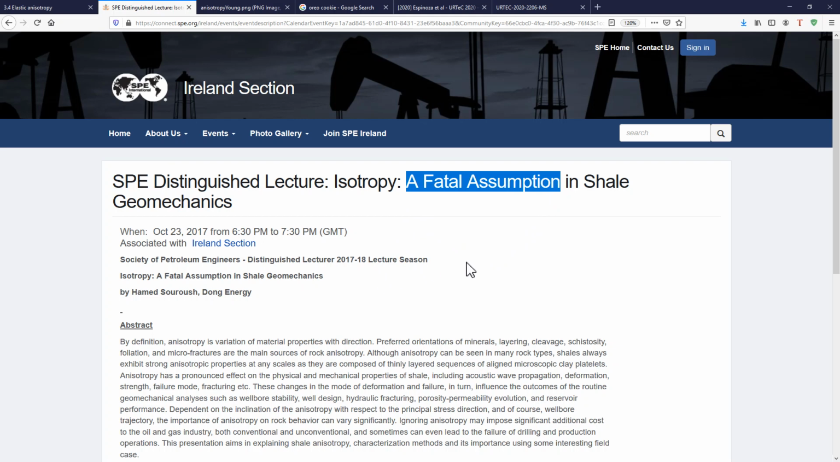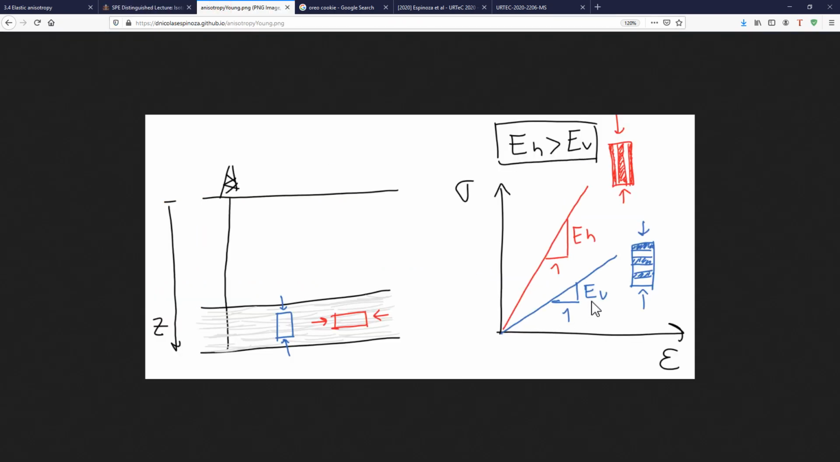We'll come back to anisotropy later on when we talk about the strength of rocks, which is not the same as the stiffness, and we'll see that rocks are also anisotropic regarding their strength. In here, we see that the elastic properties or the stiffness can develop anisotropy. So let's see an actual example about anisotropy.